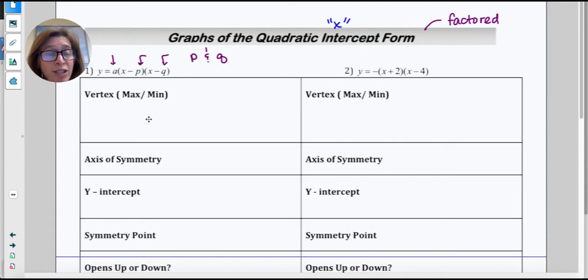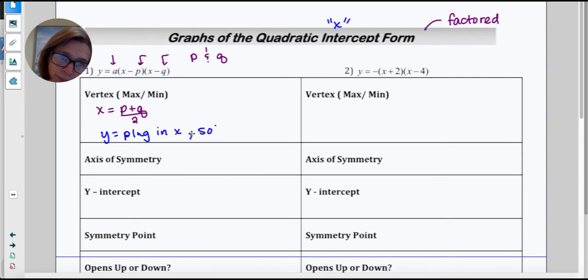So how do we find the vertex? Well, in intercept form, we take the average of the x-intercepts. So for x, we're going to do p plus q divided by 2, because that's how you find the average. All right, and then to find y, we do the exact same thing we always do. You plug in x and solve for y. Our axis of symmetry is still that vertical line, so it's going to be an equation in the form x equals, and remember it's going to be that p plus q over 2. It's going to be whatever the x-coordinate of the vertex is.